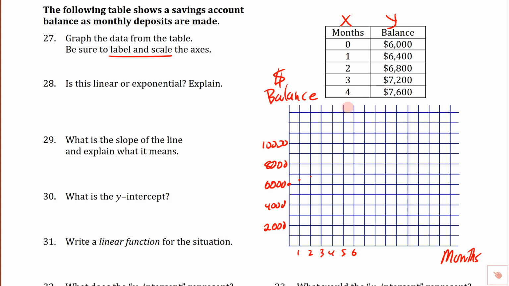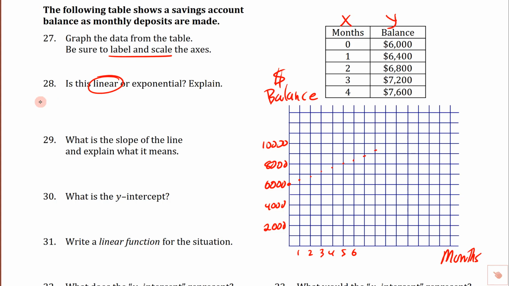So let's just go ahead. So on month 3, it's 7,200. So about right there. And then on 4 months, it's 7,600. So 7,600 would be about right there. Well, you'll notice that we're adding the same amount every single time. So this is going to kind of just continue going up by the same amount. So another 400 would put us at 8,000, then 8,400, then 8,800, then 9,200, and so forth. So it just continues to look like that.